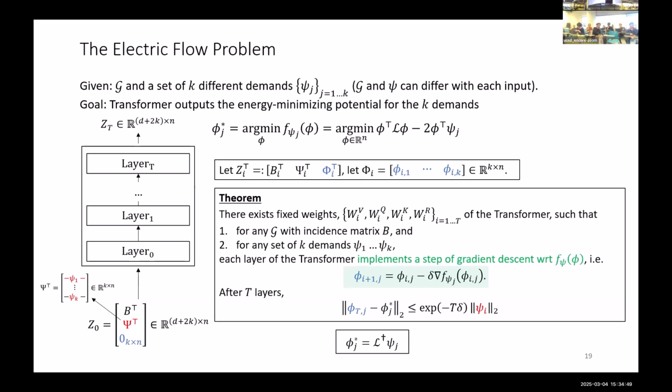And this result shouldn't be very surprising for those of you who have looked at the in-context learning gradient descent construction. And the similarity goes beyond just the current statement. Even in the construction, it's very similar. Because the objective of electric flow is minimizing a quadratic, right? So L here is playing the role, the analog of your Gram matrix in linear in-context learning. Phi is playing the role of your theta, and psi is playing the role of x transpose y.